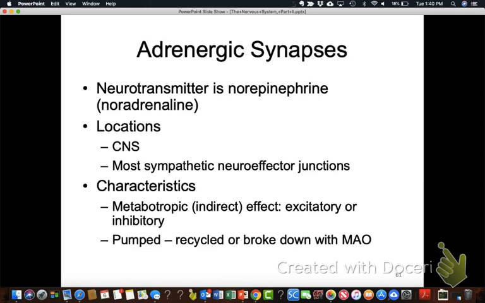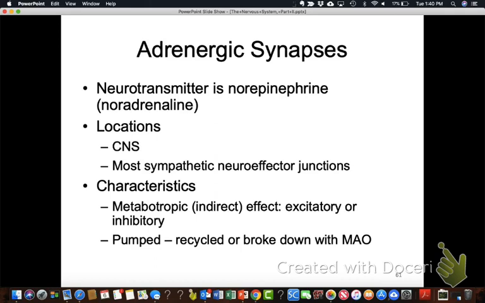Second important kind of synapse is an adrenergic synapse. Adrenergic synapses use the neurotransmitter norepinephrine, which has another name. It's called noradrenaline. And it's a chemical cousin of the hormone adrenaline, which is also called epinephrine. Norepinephrine is used in the central nervous system, but also in the autonomic, specifically in the sympathetic synapses. And again, we'll worry about sympathetic and parasympathetic later. But norepinephrine is metabotropic. It's indirect. It can be excitatory or inhibitory, so it still, remember, opens some kind of gates, but it works by a second messenger system. So it has some kind of metabolic effects on the cell as well.